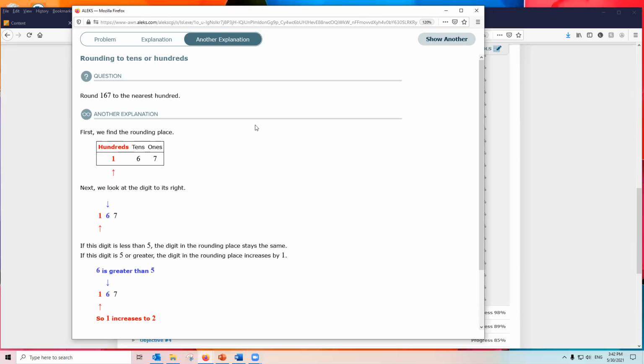All right, so let's do this example. It says round 167 to the nearest 100. All right, well, the way you do a rounding process is first, it's a good idea to circle the digit that you want to round. So when I think about digits, this is the ones position, this is the tens, and this is the hundreds.